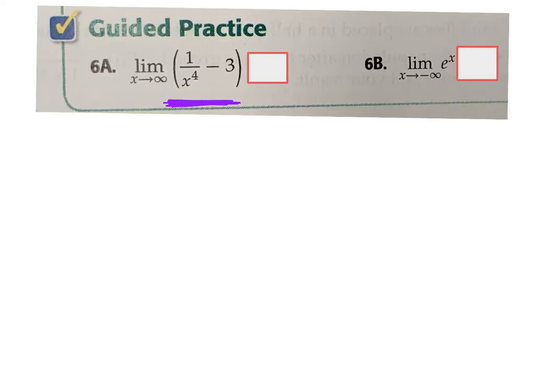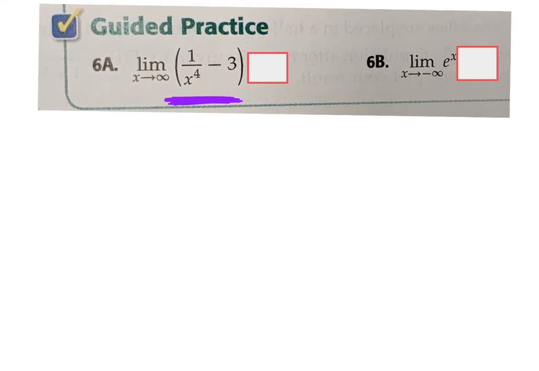Go ahead and figure out what this guy is going to be. As x approaches infinity, what's my limit going to be there? Here, this is going to 0 out. The negative 3 is not going to change. Your limit's going to be negative 3.